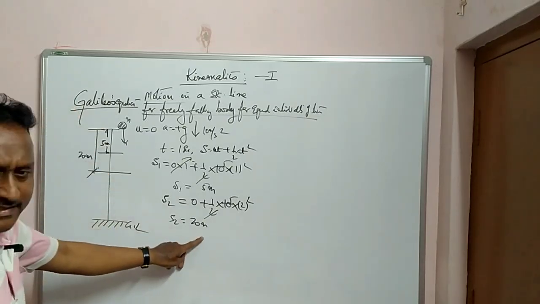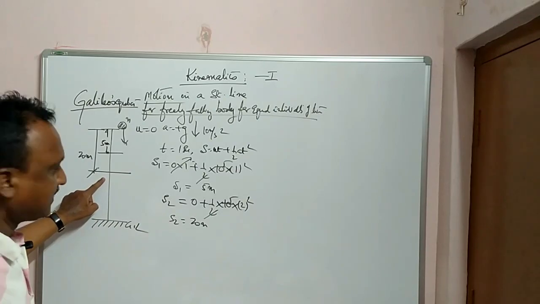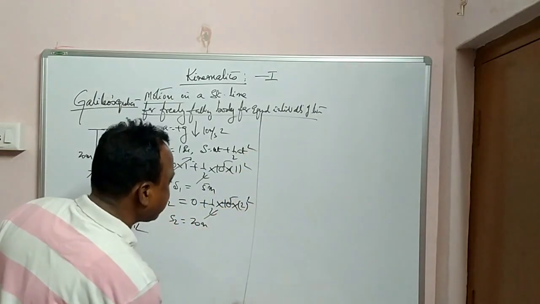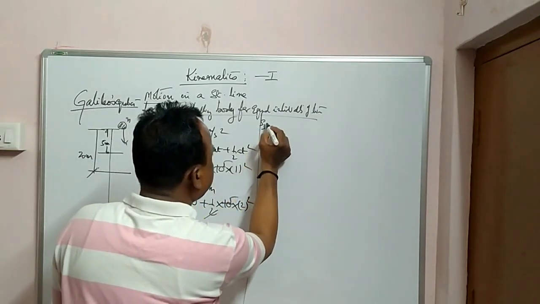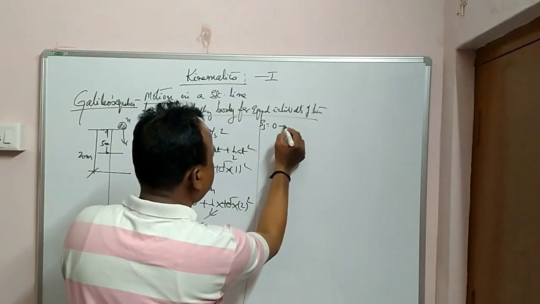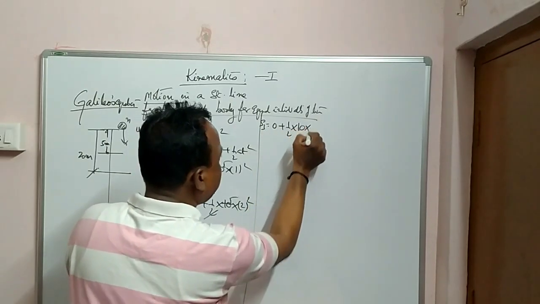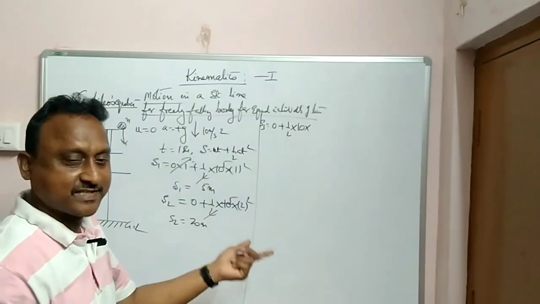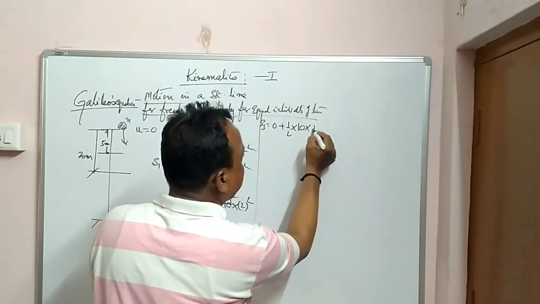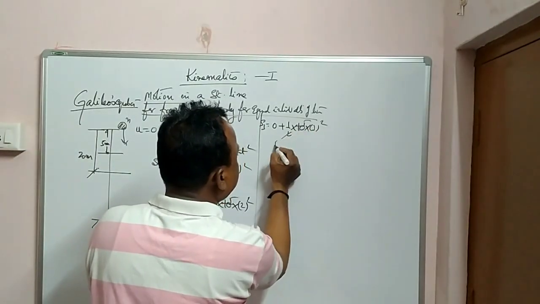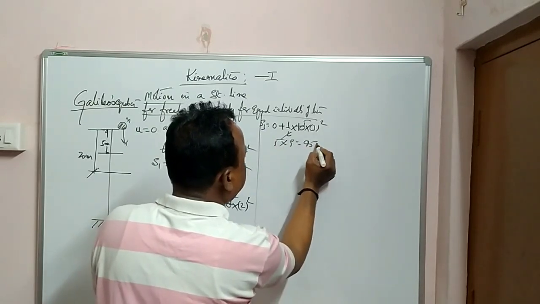So in the next 2 seconds the distance traveled is 20 meters. Now we will calculate for the next second. S3 is equal to, again, the first part will be 0 plus half g. Next second means what? Next 3 seconds: first second, second and 3. So 3 squared, 2 5s are 5 into 3, these are 9, 45 meters.